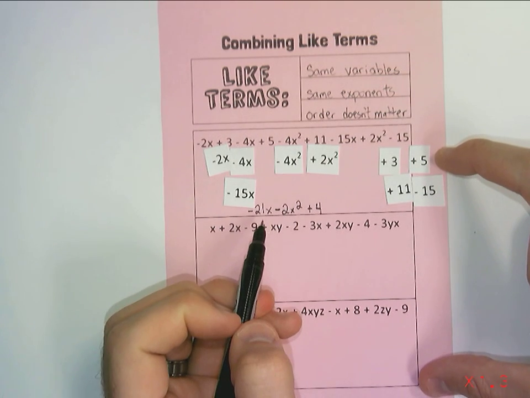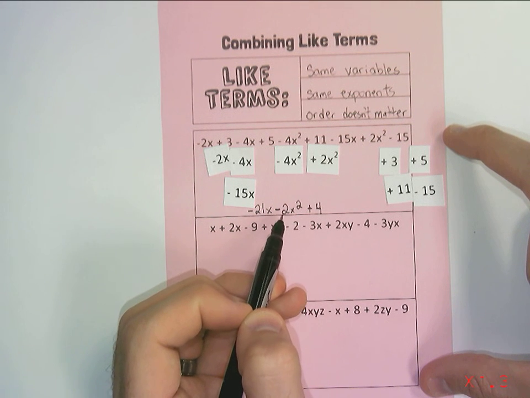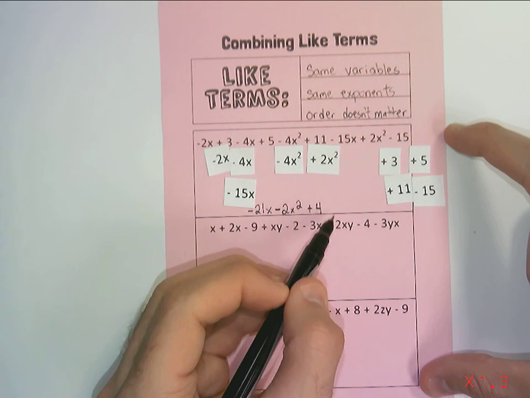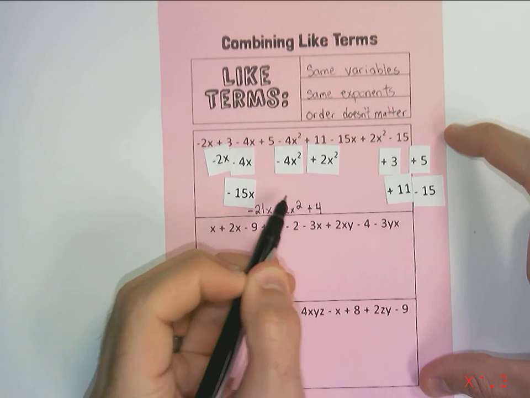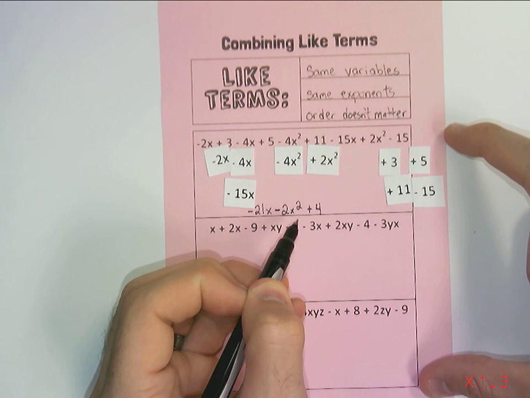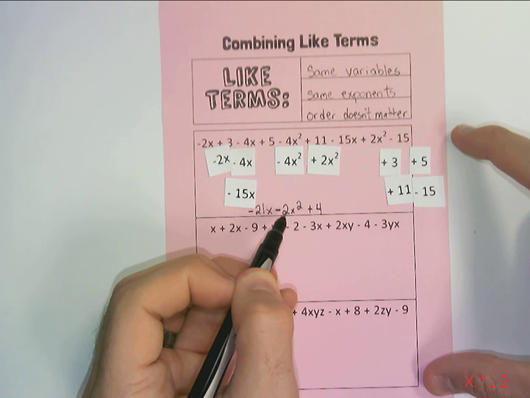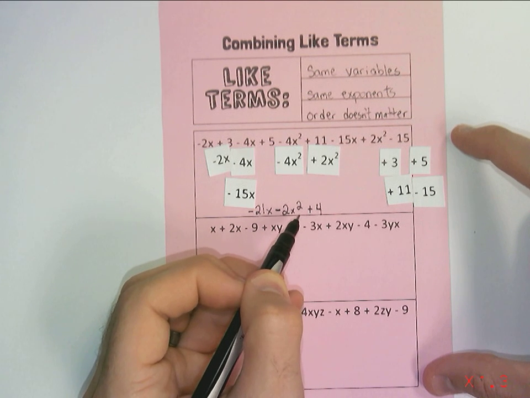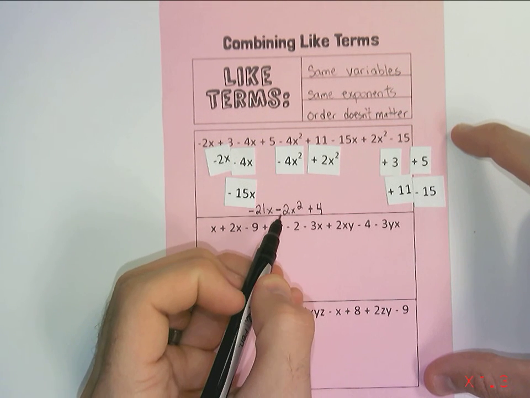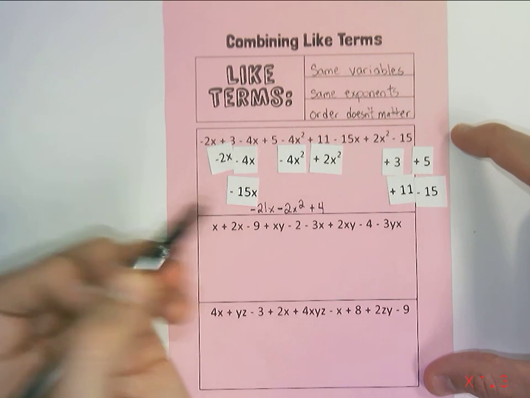So our final expression that we should end up with after combining all the like terms is negative 21x minus 2x squared plus 4. Now here when we're ordering these, the order here doesn't matter either. So it's okay that I wrote it this way, but typically with combining like terms, we want to put the term with the most variables as well as the highest exponents first and then work down to the constants. So really what I might have wanted to do is negative 2x squared minus 21x plus 4. But it really doesn't matter.